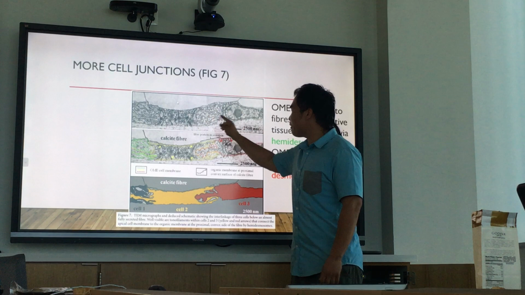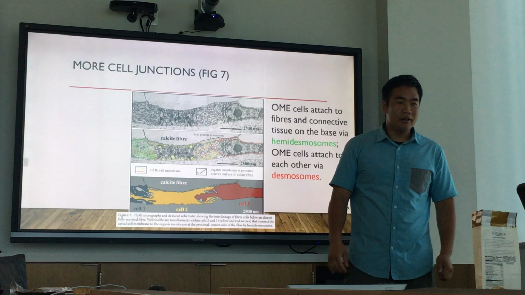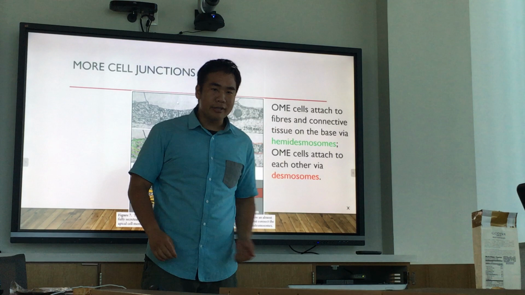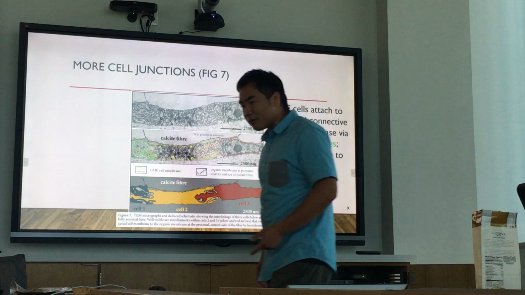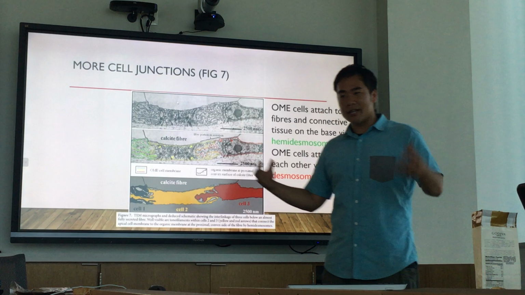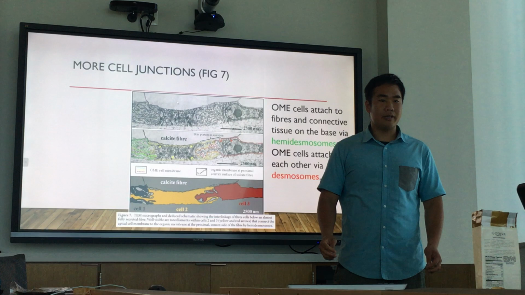Now that's insane. So when they look at this cell boundary, they're able to see that there are tonofilaments there. Now here's the thing. What did Dr. Xu say was the major difference between adherens junctions and desmosomes? The components they attach to, actin versus intermediate filaments. Yeah, adherens junctions use actin, and desmosomes use intermediate filaments. Guess what? Tonofilament is the name of the intermediate filaments that connect desmosomes. So we have evidence that the mantle epithelial cells are connected to each other via desmosomes because they found tonofilaments.